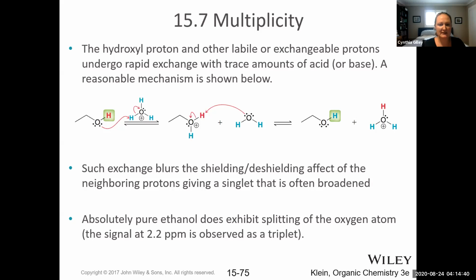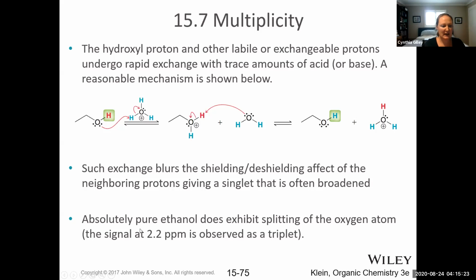Remember, the pulses take several seconds. So we pulse and it has to absorb the energy and then release it. That's several seconds. In those several seconds, those protons have moved all over the place, between lots and lots of molecules. So as a result, they are not attached long enough to actually have a magnetic field that affects their neighbors. And so it can create this shielding, deshielding blur, essentially, that can create some peak broadening, especially if there's a lot of hydrogen bonding going on, or it can create a situation where there's no splitting observed.